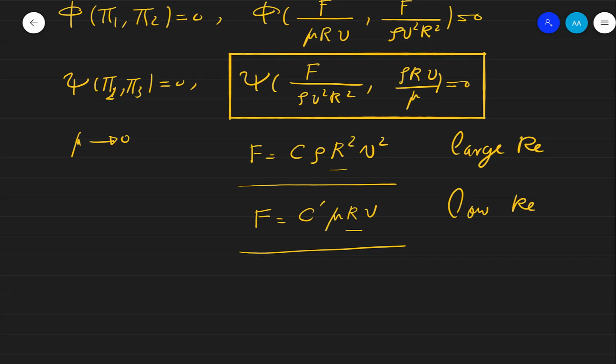In the medium region, where both of the parameters, viscosity and density of the fluid, are important, the dependence of force on velocity is more complex, and we should use this equation.